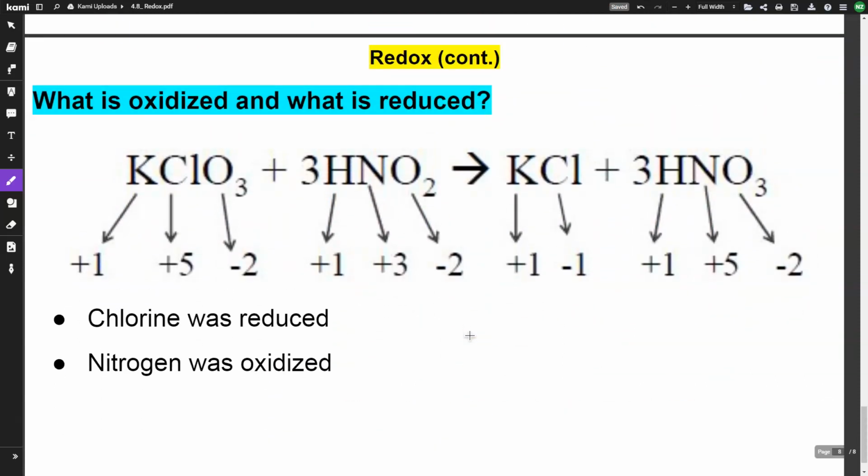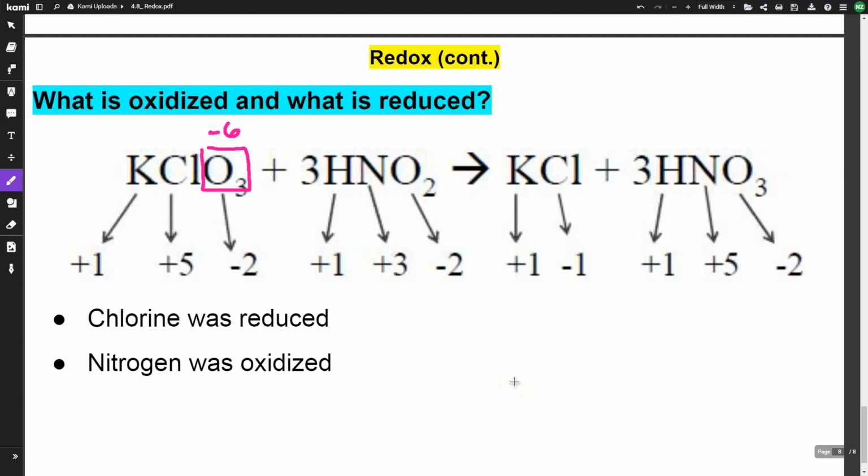Okay, here's another example, and this one's kind of nasty. We got a lot going on here. So let's pick this apart. We know that oxygen's number is -2. Because oxygen's number is -2 and there are 3 of them, that means the total here is -6.